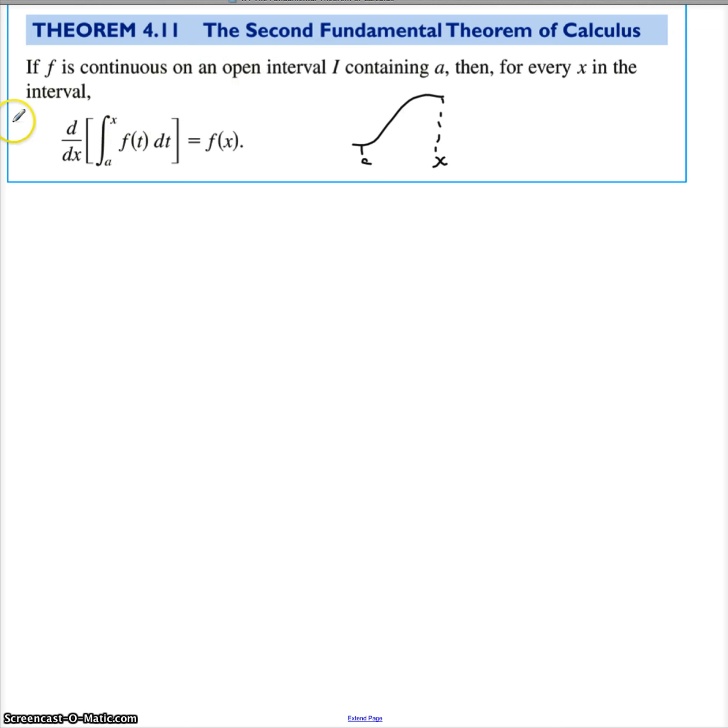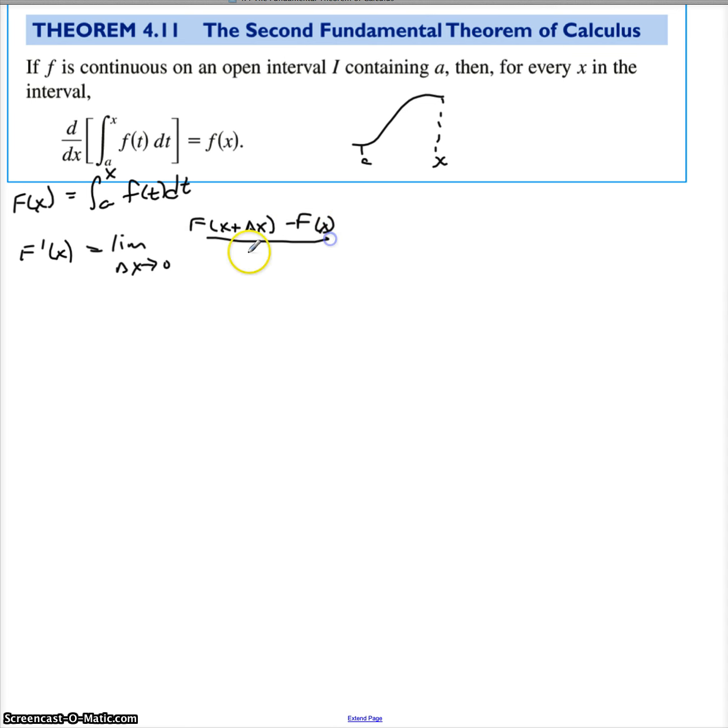Let's look at this proof. Let's define F of big X to be equal to the integral from a to x of f of t dt. It'll be easier to write. Now, let's look at the derivative of F of x. We know from the definition, this is the limit as delta x goes to 0. Oh, yes, you're remembering this now, aren't you? Of F of x plus delta x minus F of x divided by delta x.